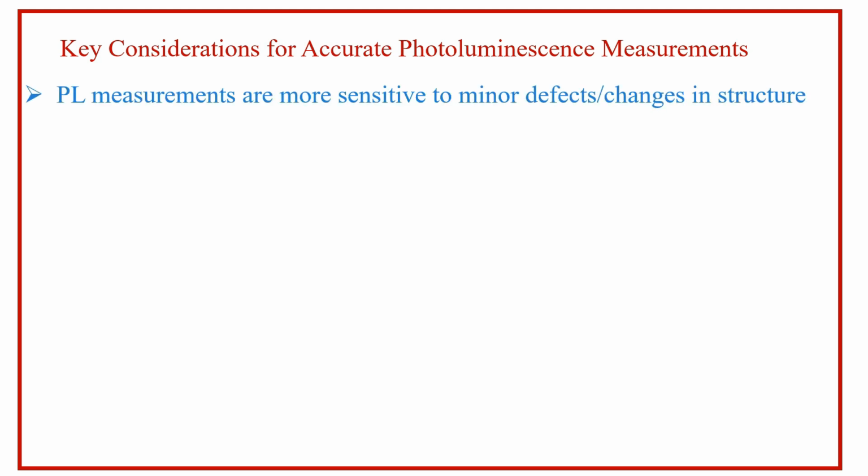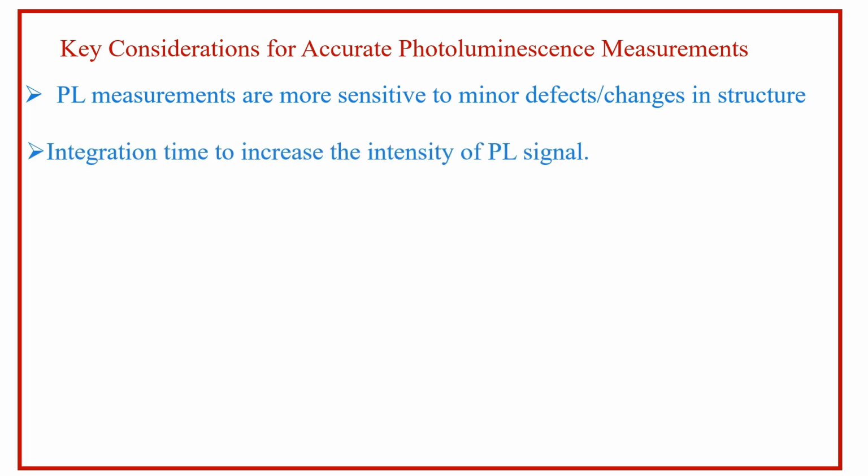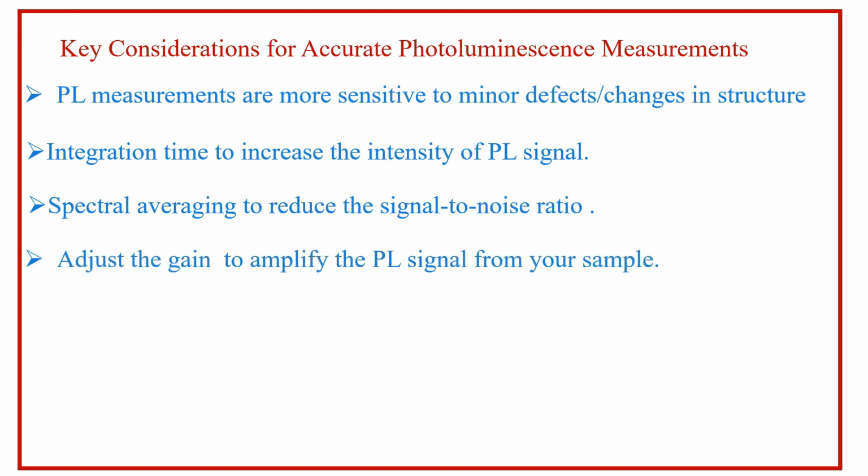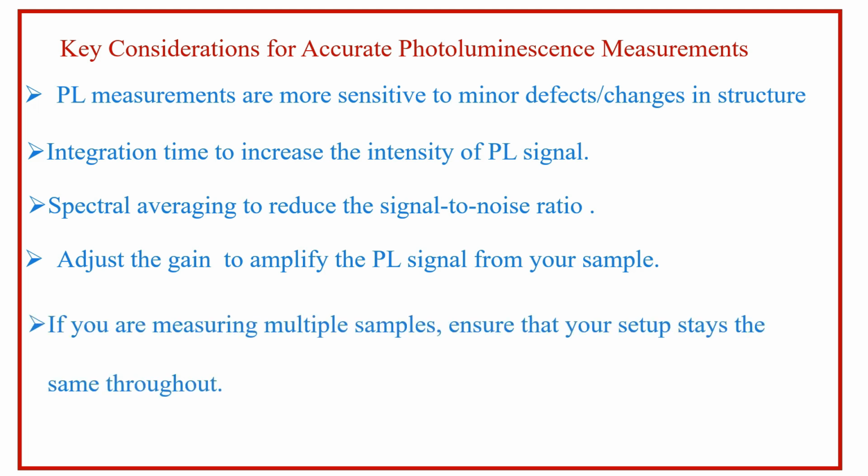Thus, the key considerations for accurate photoluminescence measurements are the following points. First one, the PL measurements are more sensitive to minor defects or changes in structure. Second one is the integration time to increase the intensity of the PL signal. Third one is the spectral averaging to reduce the noise. And the fourth point is to adjust the gain to amplify the PL signal from your sample. And the fifth point is if you are measuring multiple samples, ensure that your setup stays the same throughout. And the sixth point is the integrating sphere is usable for PL intensities.